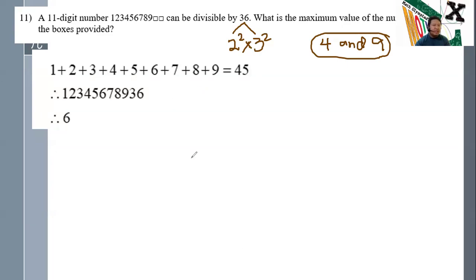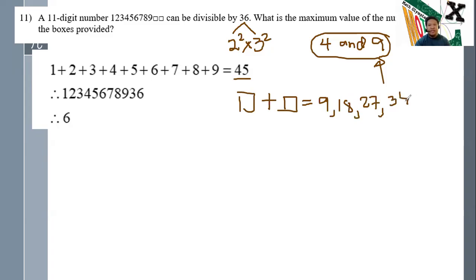The divisibility rule of 9 is that the sum of the digits should be divisible by 9. So we add 1 to 9, that's 45. Meaning the last two blanks should add up to a number divisible by 9: either 9, 18, 27, 36, and so on. Then the divisibility rule of 4: the last two digits should be divisible by 4.